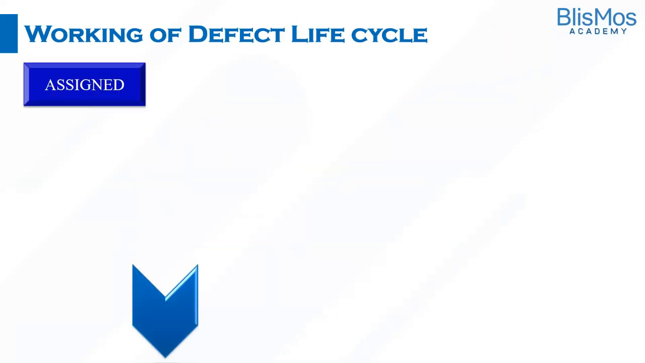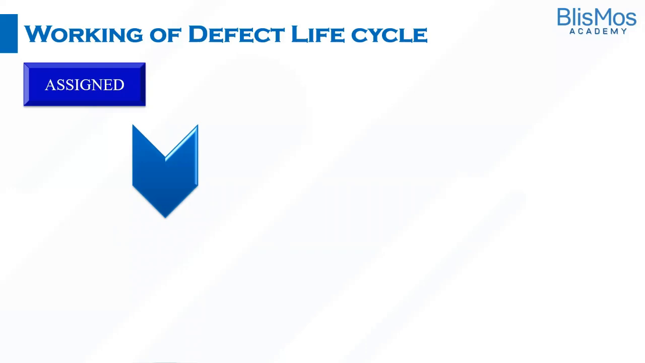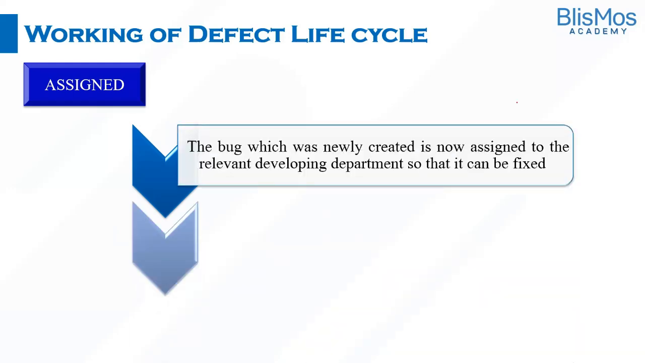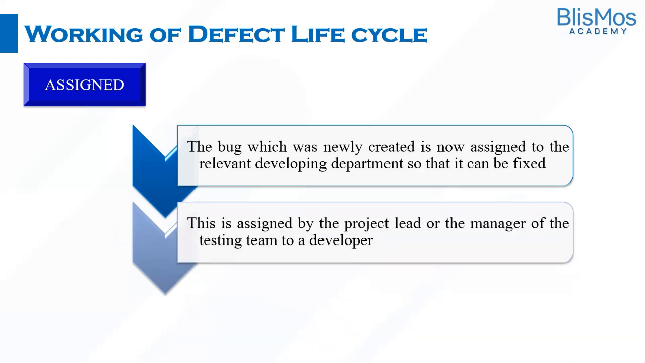After new, the next state is assign. What exactly happens as a part of the assign state? You may have multiple people as a part of the team, right? It is not necessary that everybody should start looking at it. What happens is a manager or a lead will assign the defect to a particular developer or developer department. That is when it moves to the assign state.